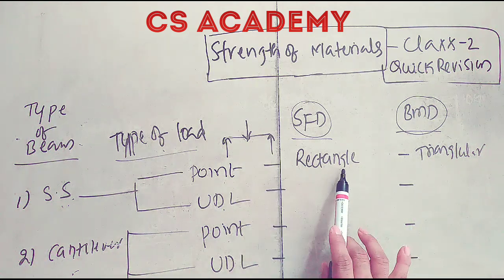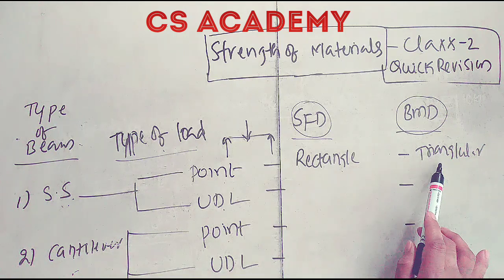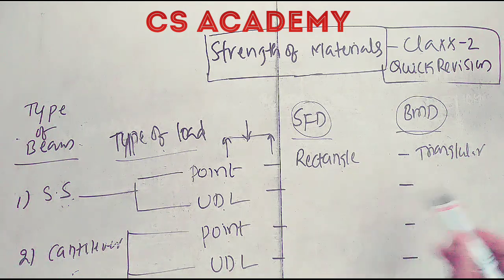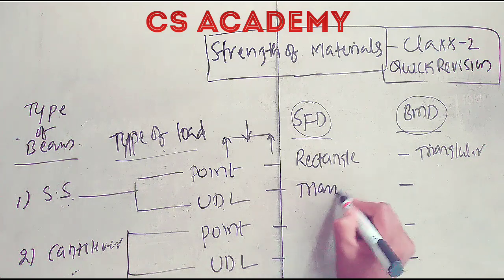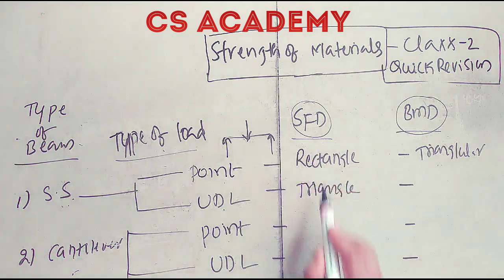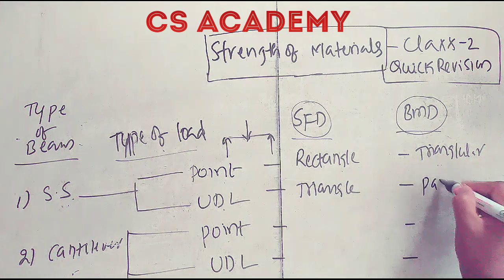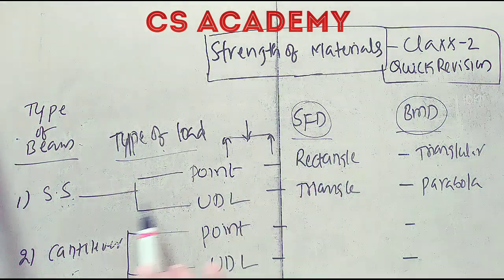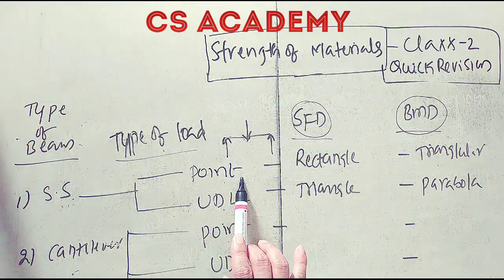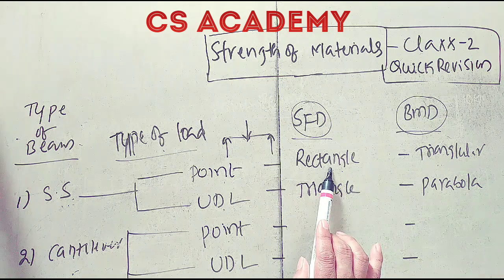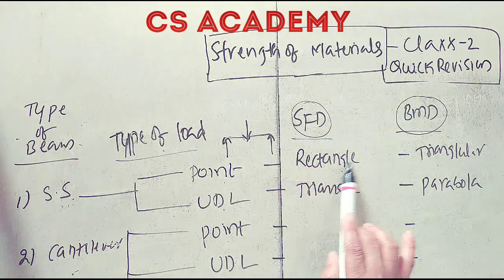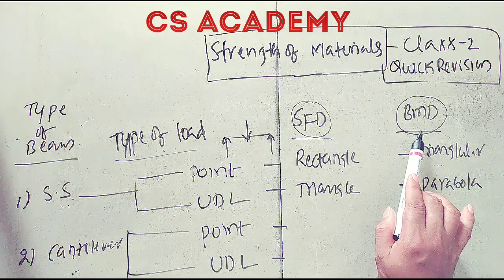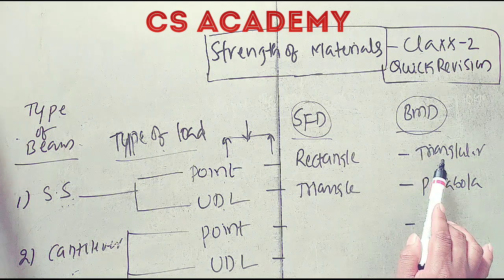Suppose if it is a point load, the shear force diagram will be a rectangle, and the bending moment diagram will be a triangle. Suppose it is a UDL, the shear force diagram will be a triangle, and this will be a parabola. And see here, this is only applicable to simply supported with UDL. This is simply supported with point load. Whenever it is simply supported with a point load, this will be a rectangle, and that rectangle is only for the shear force diagram. And for the bending moment diagram, the shape will be triangular.